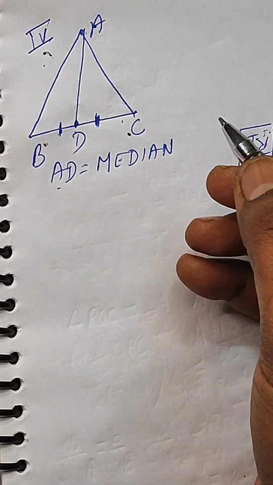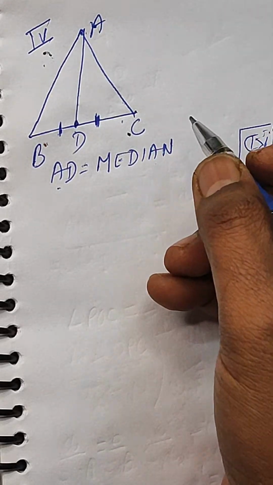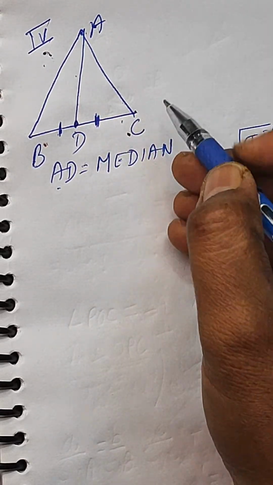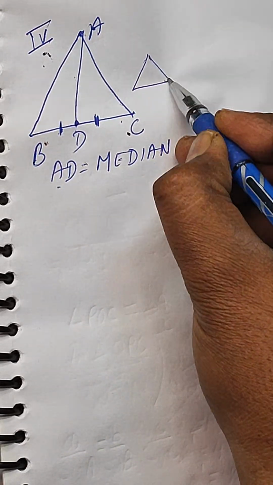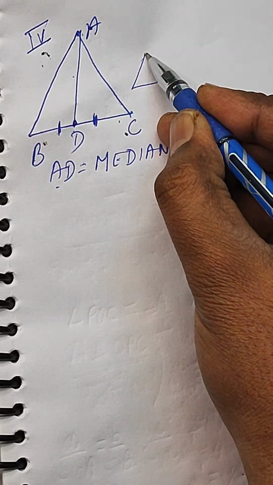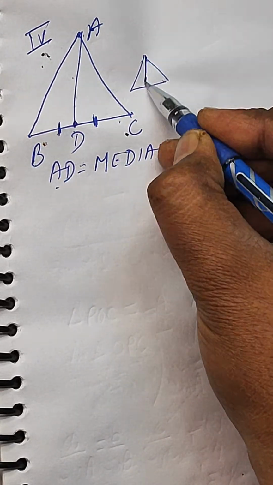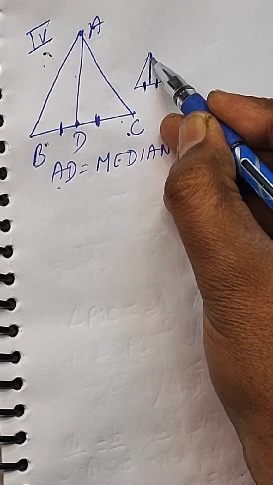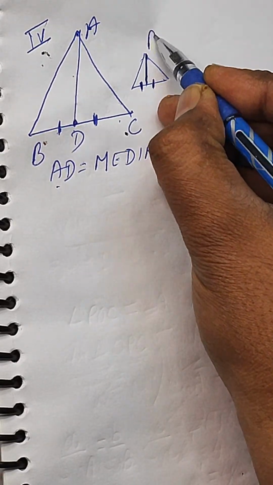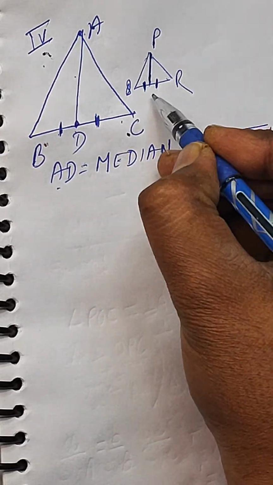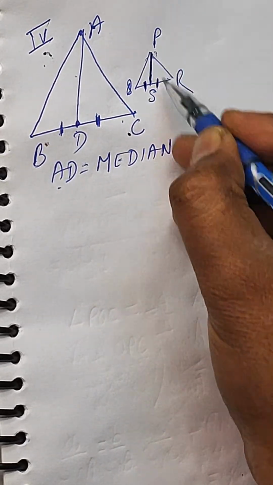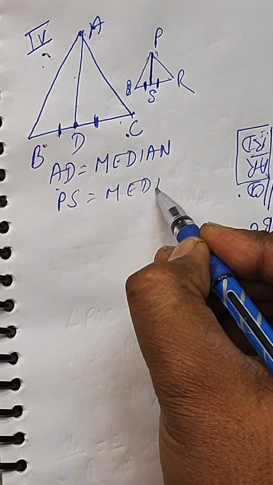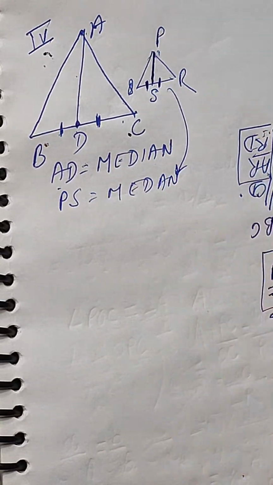Corresponding median of another triangle, then the triangles are similar. I mean to say that if this triangle is given to you and another triangle is also given to you, and it's given that the ratio of the, and let us say PQR is another triangle and PS is the median, PS is also the median of the other triangle, right?